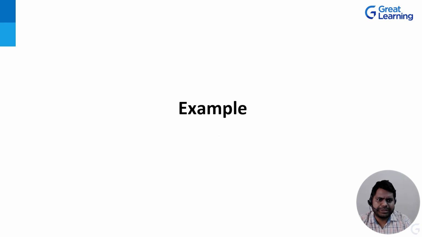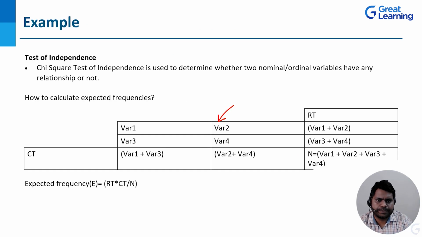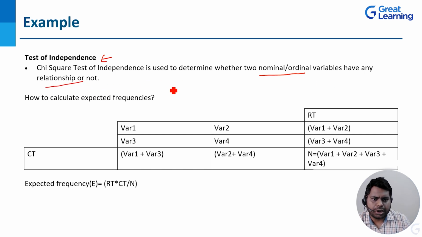Now let's try and solve some of the examples of chi-square test. So before we go and solve a chi-square test problem, let's try and understand how we solve a test of independence. So let me choose the pen. So now here first we will see how we can perform the test of independence. Chi-square test of independence is used to determine whether two nominal or ordinal variables have any relation or not, or we can say whether they are independent or they are dependent.